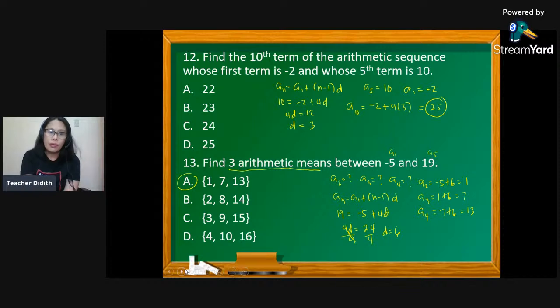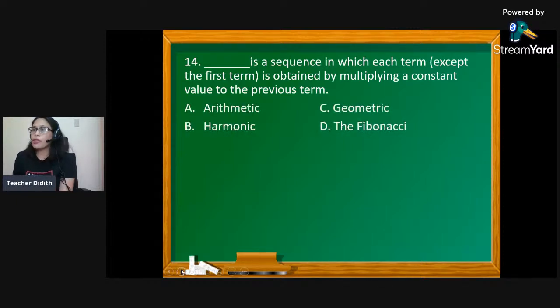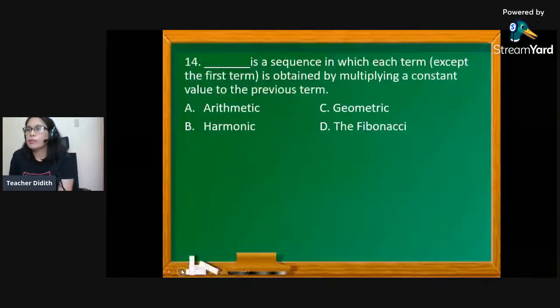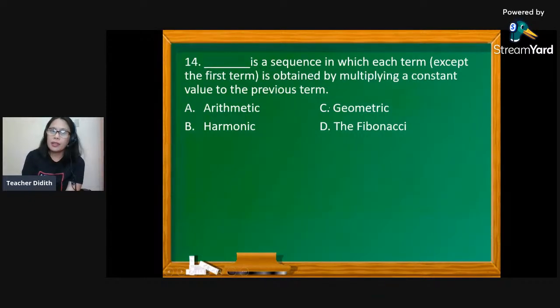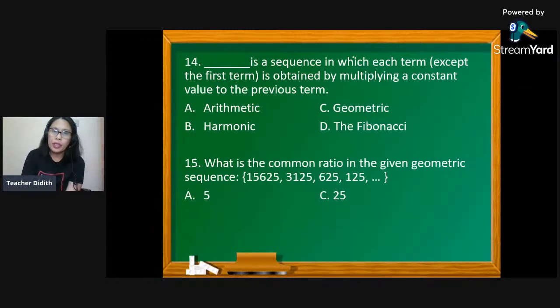Okay? Number 14. Blank is a sequence in which each term, except the first term, is obtained by multiplying a constant value to the previous term. Oh, sige. What's your answer for 14? Oh, that's correct, no? So, it's very clear that the definition is referring to geometric sequence.